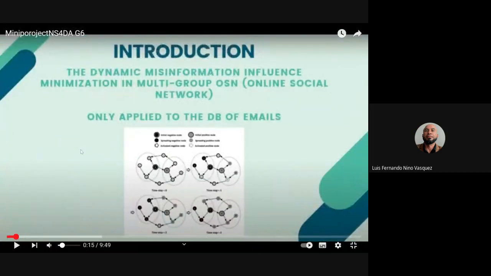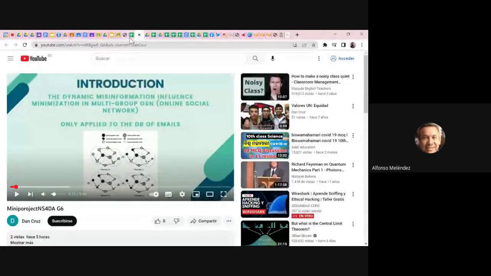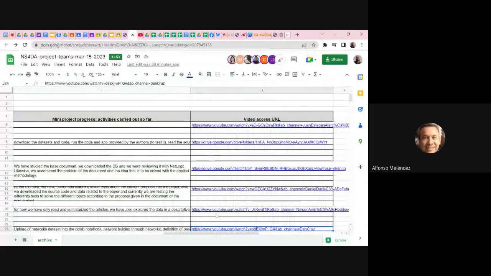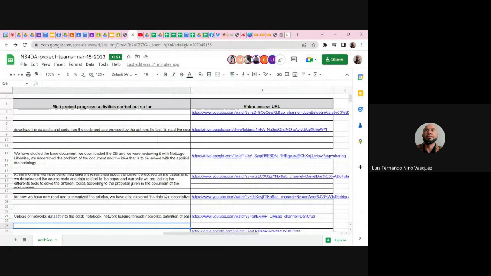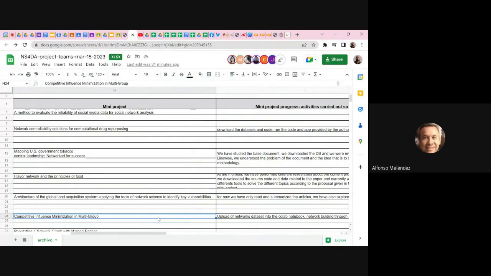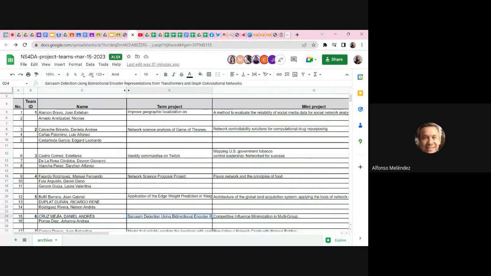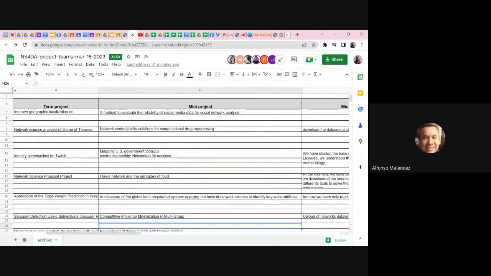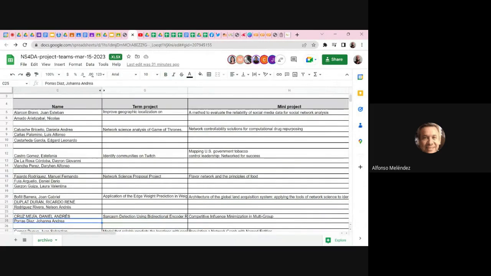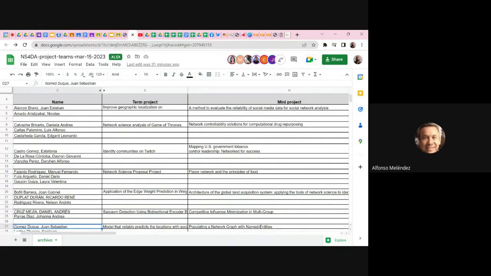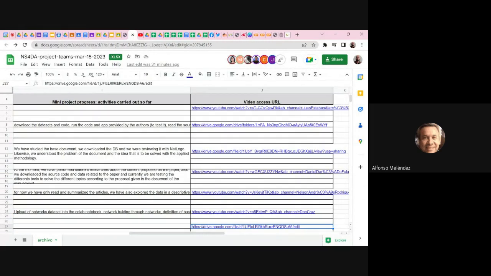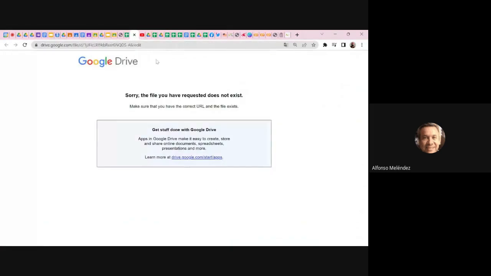Professor? Okay, a very good presentation. It's a very important topic in what we were talking about today in diffusion networks: how misinformation is diffused in the network. It's very important today, and I guess Andrea and Daniel investigated the article very well and got very good results.